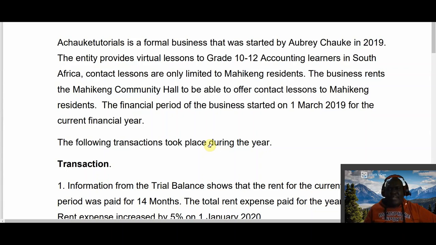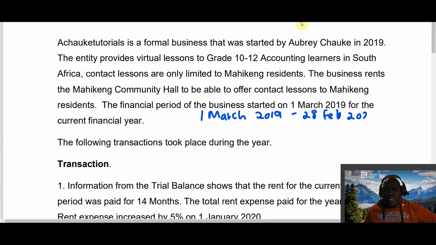So we know that if our year starts on 1 March 2019, it's going to be 1 March 2019 to 28 February 2020. Before you do anything in accounting, always make sure that you establish your financial period. This will make things easy for you when you start dealing with the transactions.